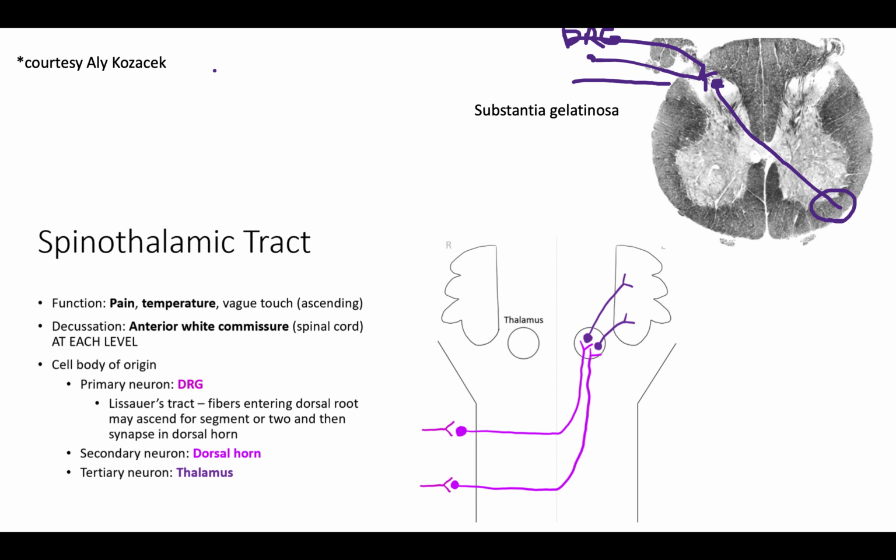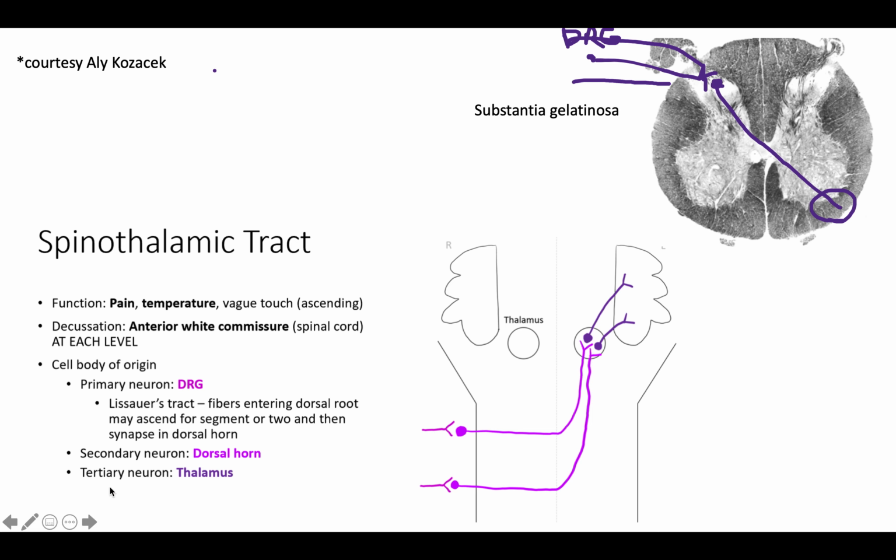The spinothalamic tract, as opposed to decussating up in the brainstem, will decussate or cross over at the level that it enters into the spinal column, which I think is pretty cool and will help you determine the level at which the lesion is taking place. So we'll go ahead and break down the spinothalamic tract, and I'll come back to that point.